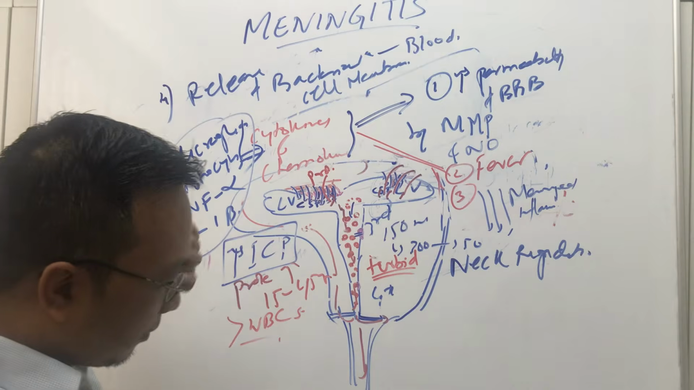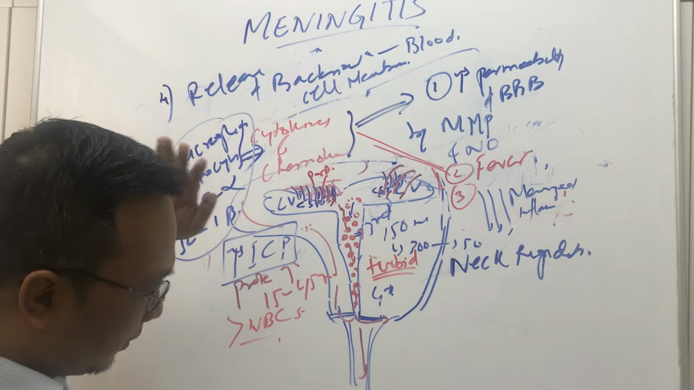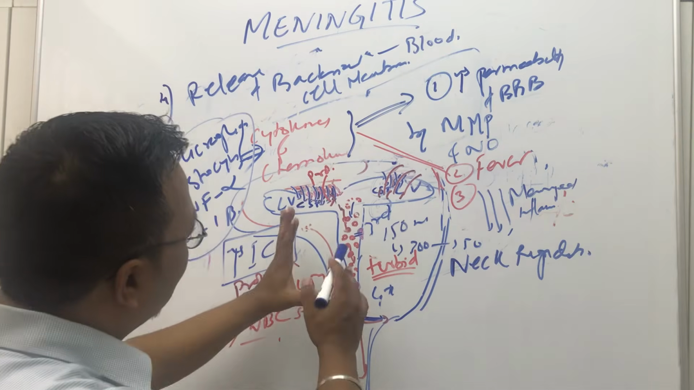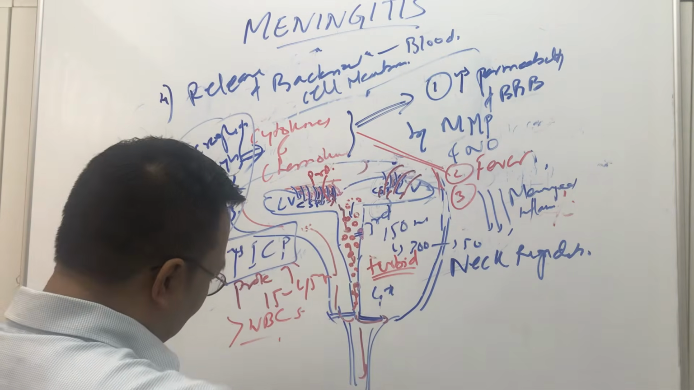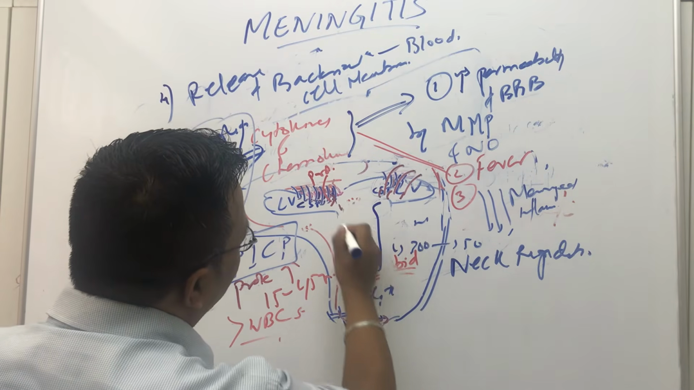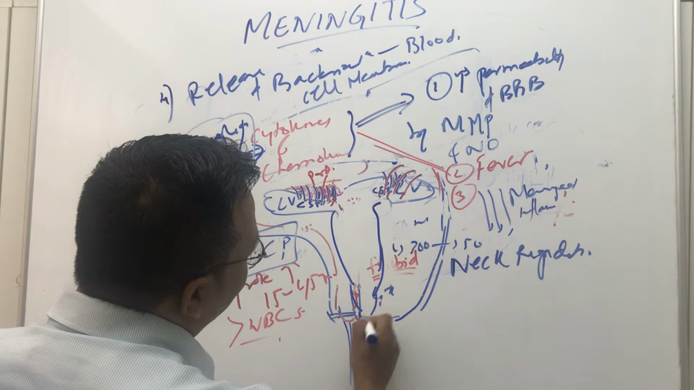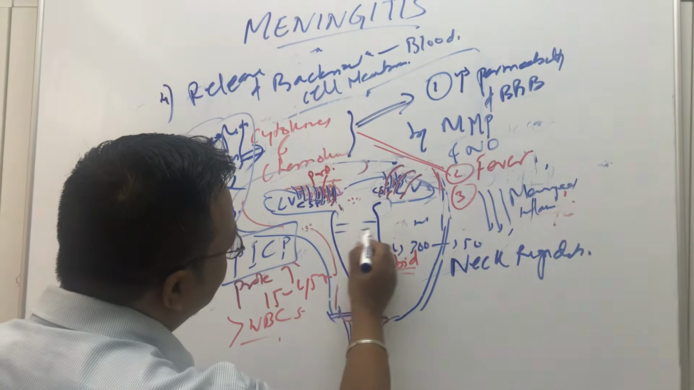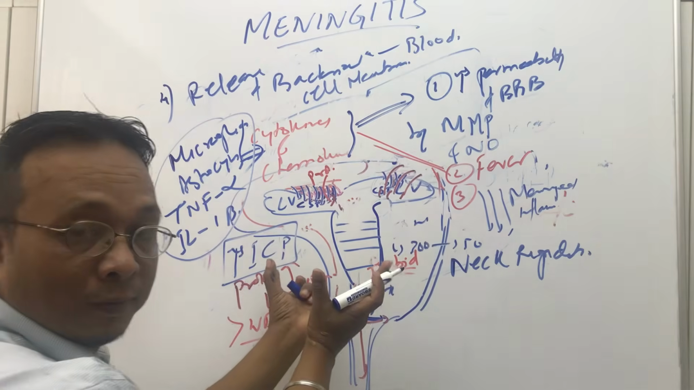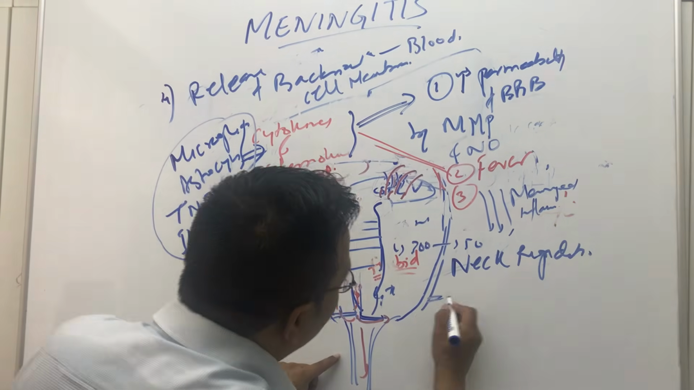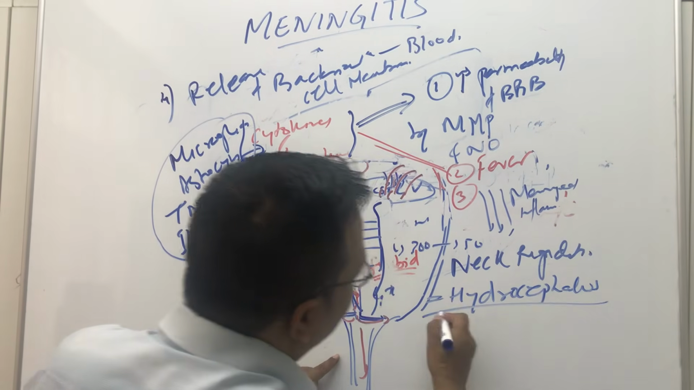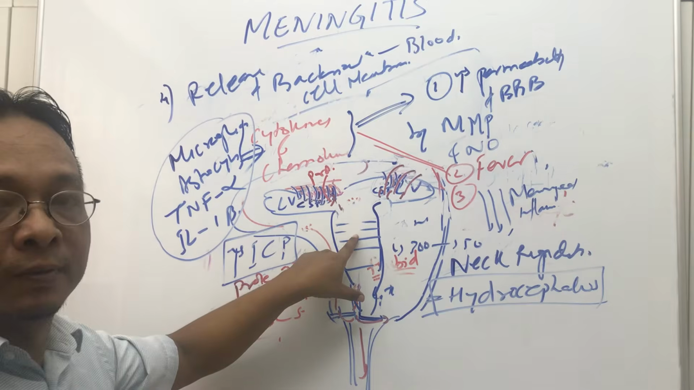Other than that, this turbidity, and now you can see here, suddenly there will be increased CSF in these ventricles, right? So there will be increased CSF. It is always possible to have hydrocephalus, increased volume of CSF.